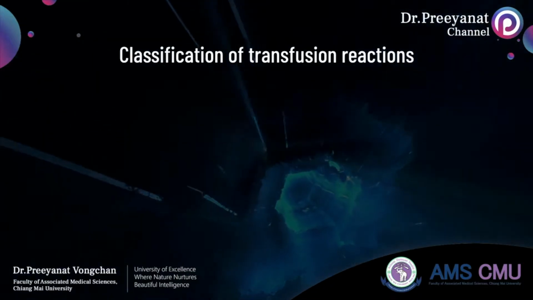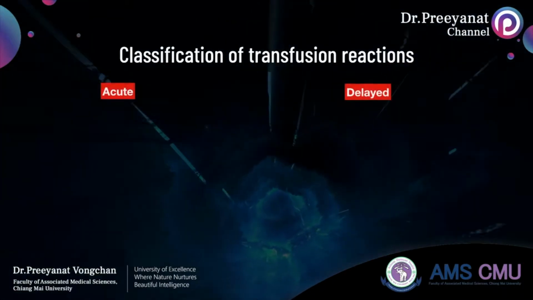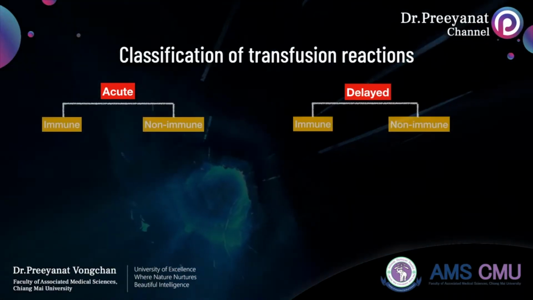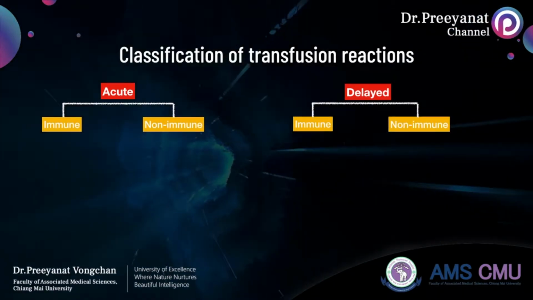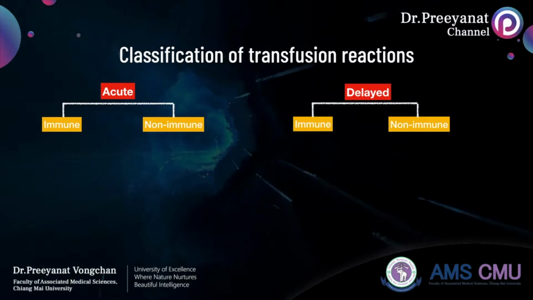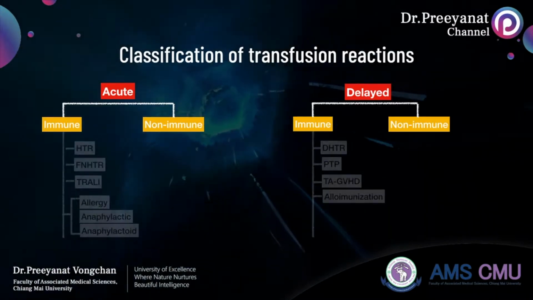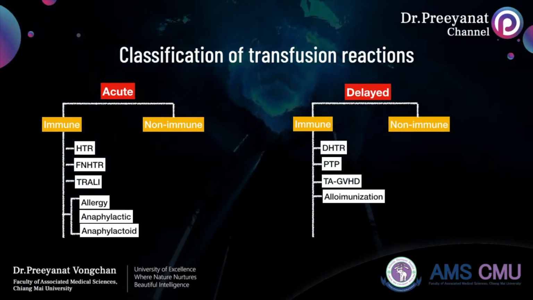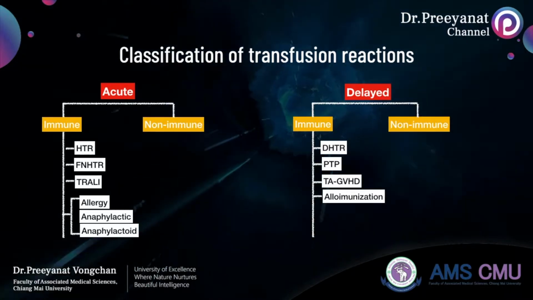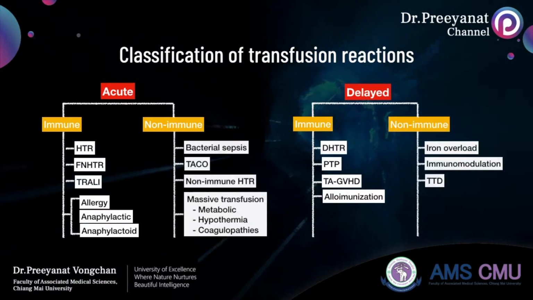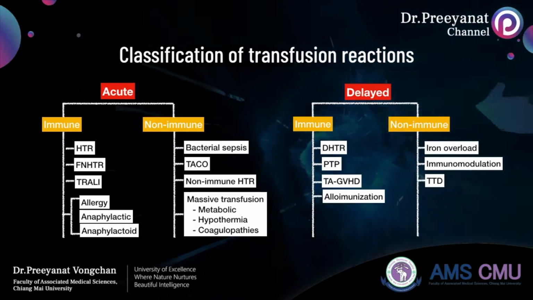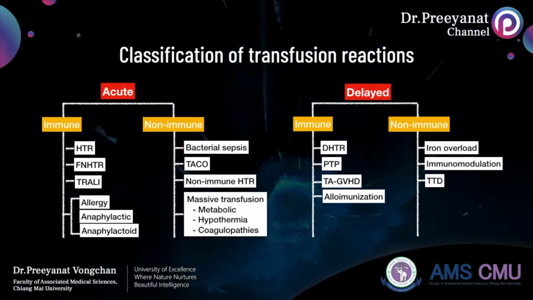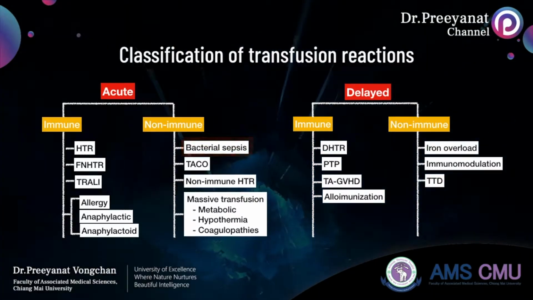Transfusion reactions can be classified into two main groups, acute and delayed, depending on the onset of the reaction. Both groups are also divided into immune and non-immune mediated based on causes. Immune-mediated reaction means that patients produce antibodies specific to red blood cells, white blood cells, platelets, or plasma, while the non-immune-mediated reactions are caused by other factors. Bacterial sepsis is classified as a non-immune-mediated acute transfusion reaction.